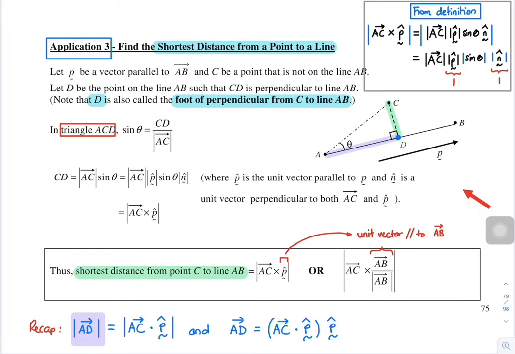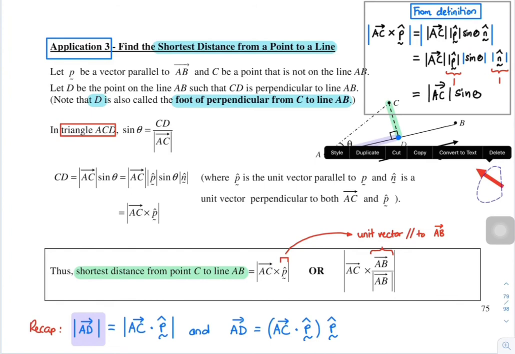Based on this expression, we will get the modulus of AC times sine theta, and the modulus of sine theta is exactly sine theta, because theta can be either acute or obtuse, and sine theta will be positive whether theta is acute or obtuse. That means in the first and second quadrant of theta. If we take a look at this expression, it is exactly what we have here. Therefore the length CD is the modulus of AC, the vector, crossed with the unit vector P hat, which is parallel to the vector AB.